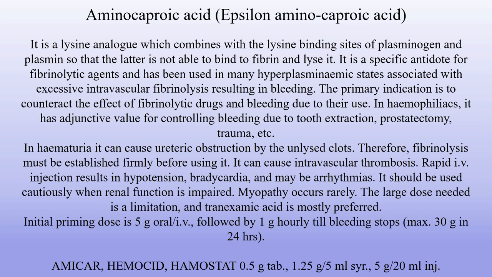Initial priming dose is 5 grams oral or IV, followed by 1 gram hourly till bleeding stops, maximum 30 grams in 24 hours. Trade names are Amicar, Hemocid, Hamostad: 0.5 gram tablets, 1.25 grams per 5 ml syrup, and 5 grams in 20 ml injection.